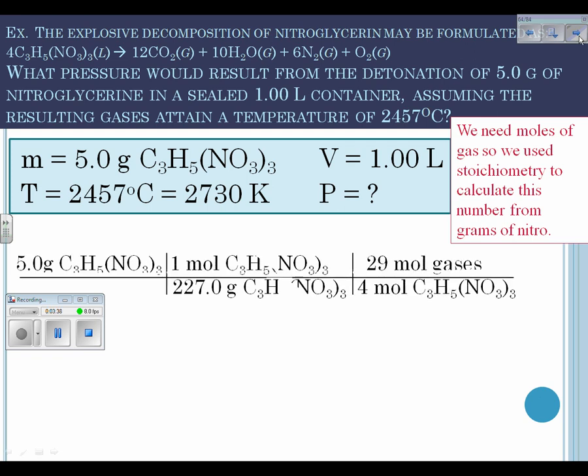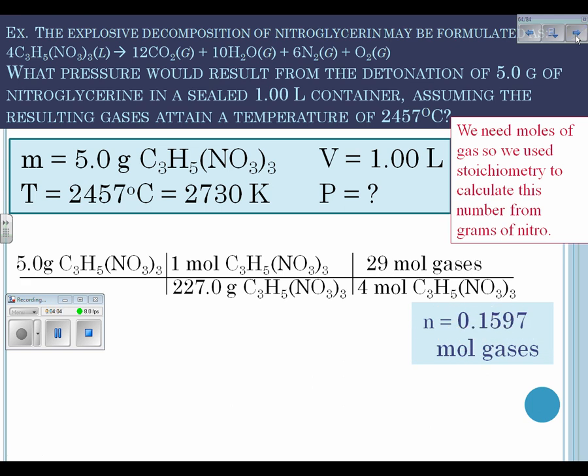So we'll set up our stoichiometry like this. 5 grams, and we'll use our molar mass of our nitroglycerin to get to our moles of nitroglycerin, and then we'll go from 4 moles of nitroglycerin to our 29 moles of gases, which is what we want to talk about. After we do that conversion for our stoichiometry, we're going to end up with our value for n.